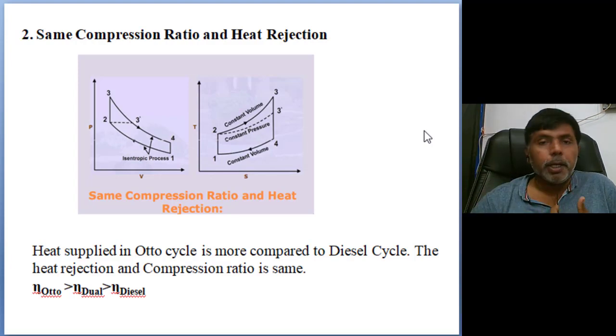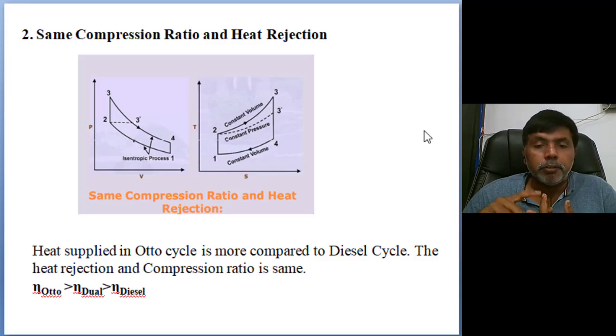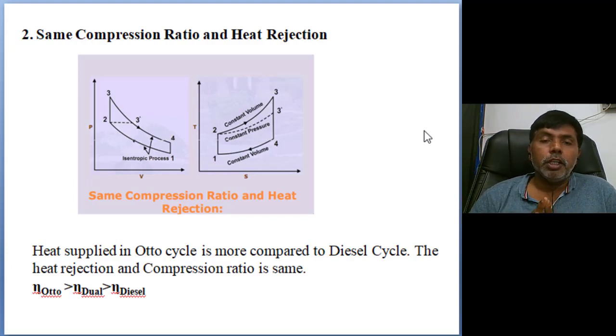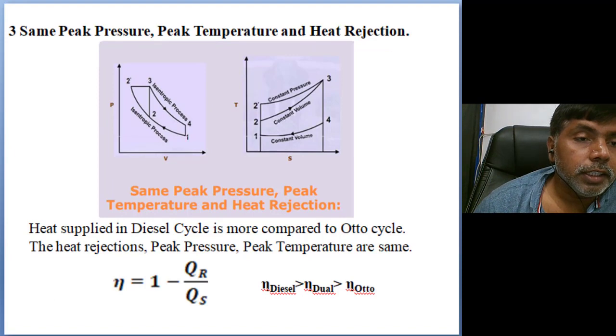So wherever the words same compression ratio come in a competition exam, in the comparison of efficiency, the Otto cycle has the highest efficiency. Without reading the entire question also we can answer. If same compression ratio, Otto cycle highest efficiency. Coming to the same peak pressures.